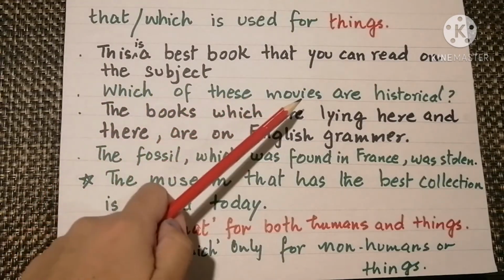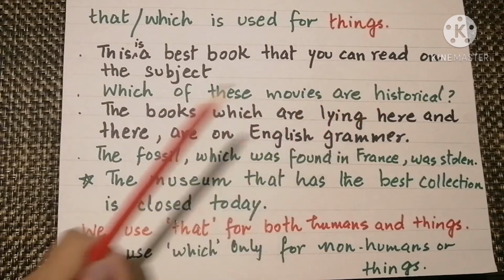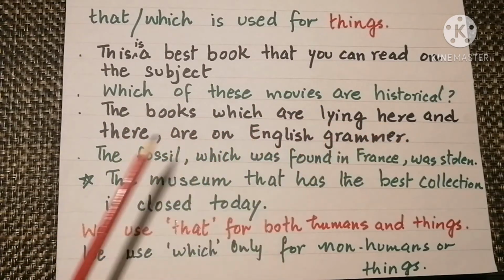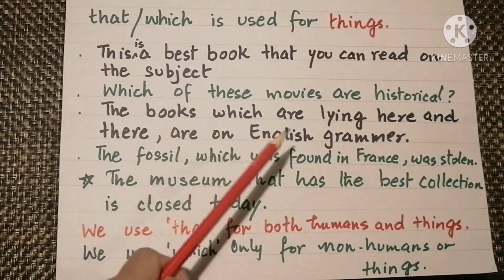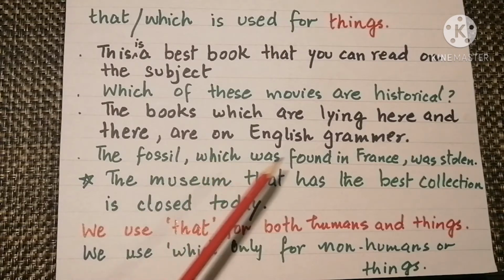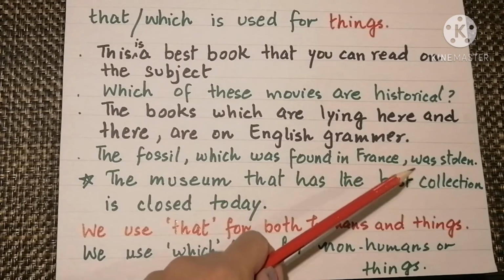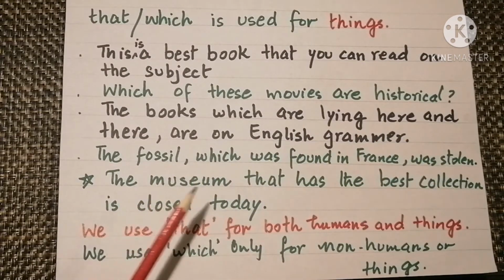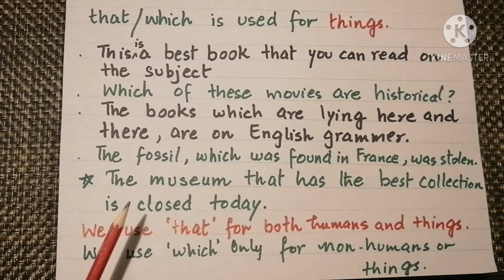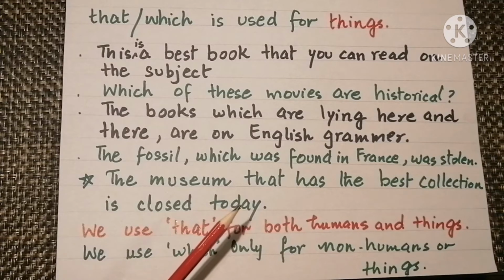Which of these movies are historical? The books which are lying here and there are on English grammar. The fossil which was found in France was stolen. The museum that has the best collection is closed today.